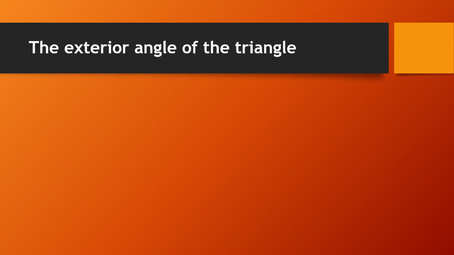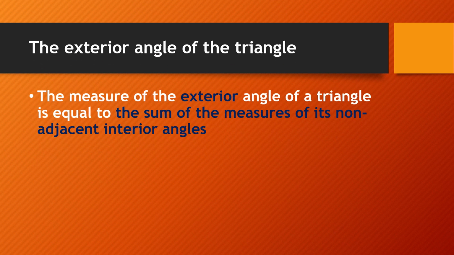The exterior angle of the triangle. The measure of the exterior angle of a triangle is equal to the sum of the measures of its non-adjacent interior angles.